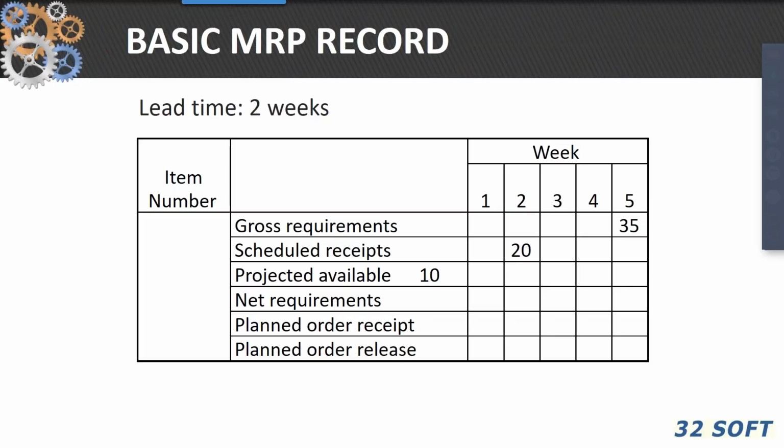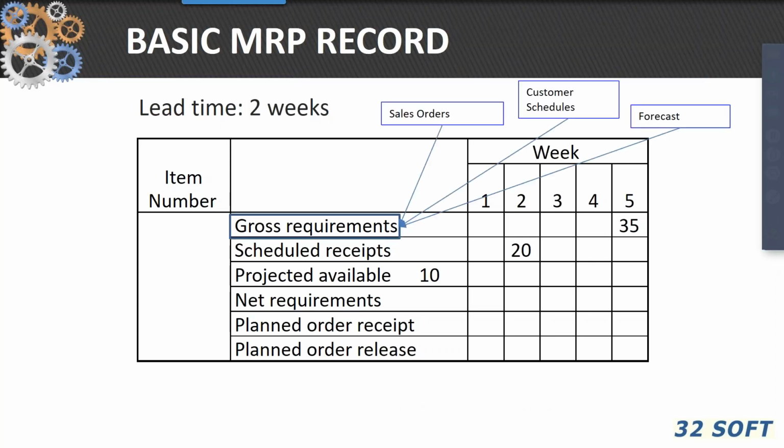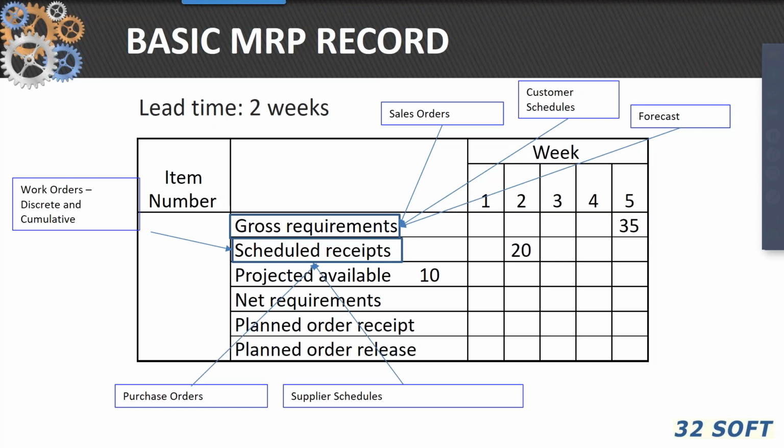So let's just talk a little bit about MRP as we go through some of the examples. Here we've got a lead time of 2 weeks for this item. We've got 5 periods across the horizon and 10 quantity on hand. So gross requirements, we've got 35 out here in period 5 for sales order, customers, forecast. Then you've got scheduled receipts. In this case, we've got 20 coming into inventory in period 2, and that could be a work order, purchase order, supplier schedule, however you do that.